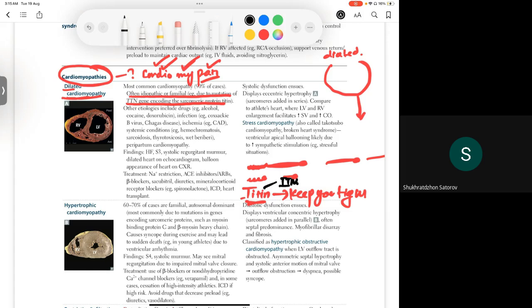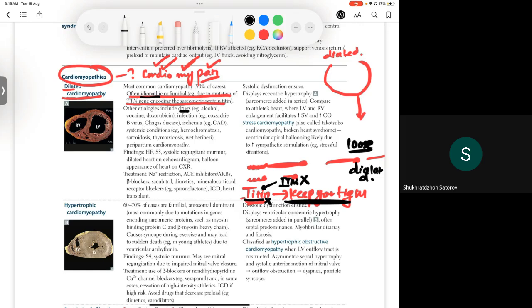What's the function of the TTN gene? To encode titin. What's the function of titin? It tightens your heart. So if we have any mutation leading to loss of titin protein, the heart is not going to be tight. And if the heart is not tight, it would become loose. Am I right? And as the heart becomes loose, it's going to lead to dilated cardiomyopathy. Does that make sense? This is going to be one of your UWorld MCQs as well. So it's familial or idiopathic, something related with gene mutations, genetics. You have to keep that in mind.